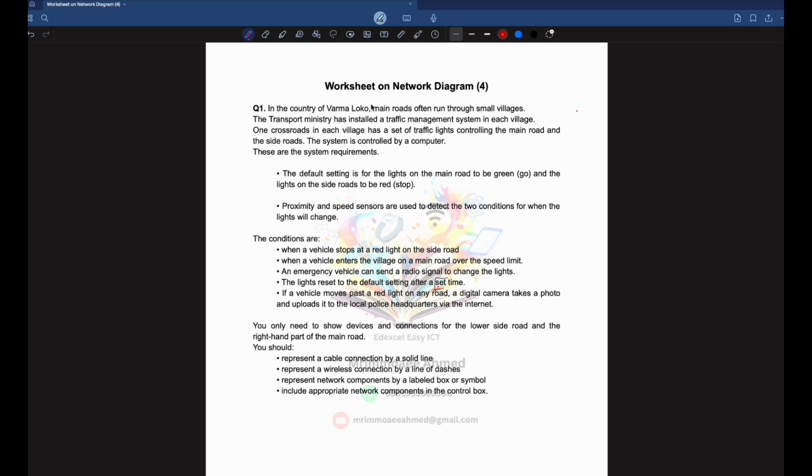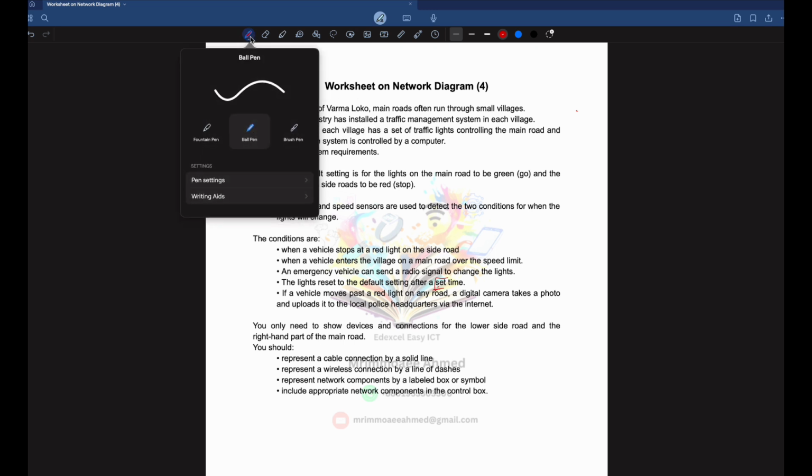Okay, so today I will practice two of the network diagram design questions, and I will show you how to solve this type of question. The first question is: in the country of Varma Loco, main roads often run through small villages. The transport ministry has installed a traffic management system in each village.